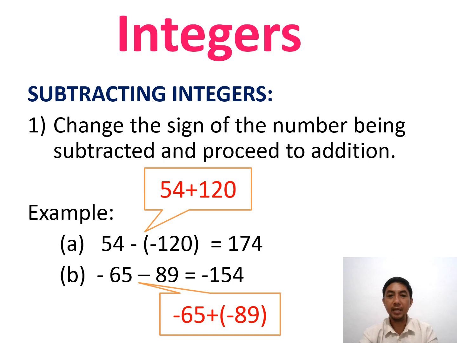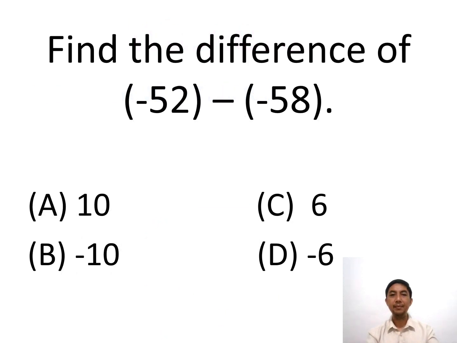65 plus 89 is 154, but the two numbers are both negative, so we copy the sign of the two numbers, which is negative. So the final answer is negative 154. So this is the example.